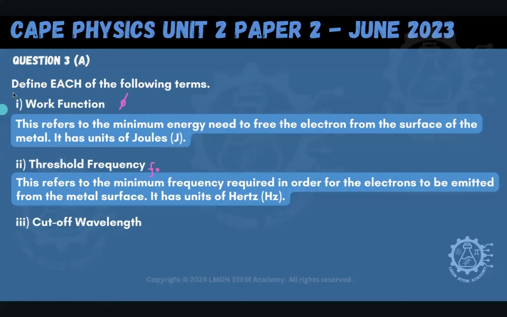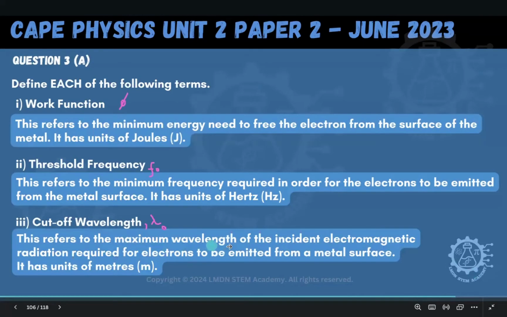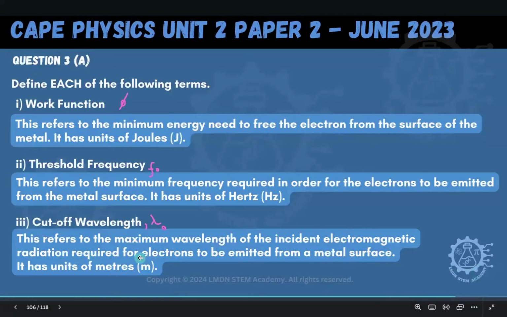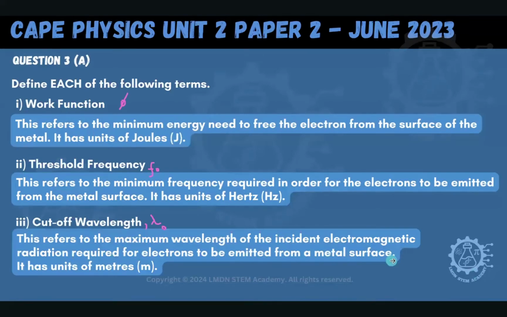All right. The final one that we have to define is the cutoff wavelength, and that's generally denoted as lambda naught. And the cutoff wavelength is the maximum wavelength of the incident electromagnetic radiation that's required for electrons to be emitted from a metal surface.